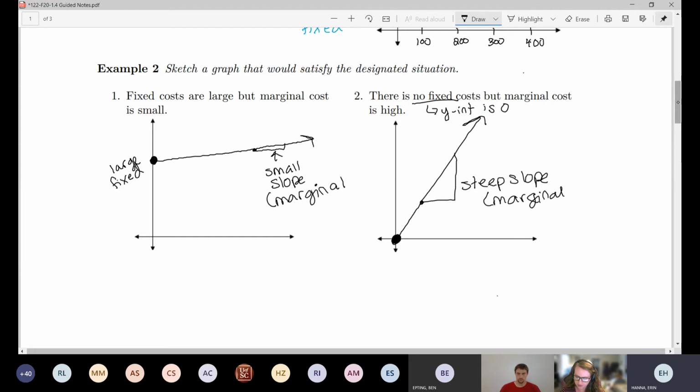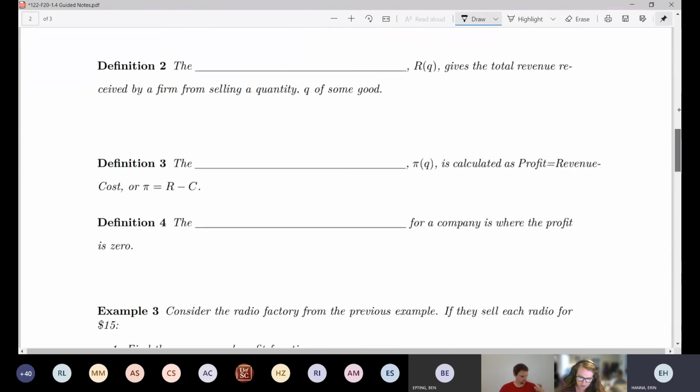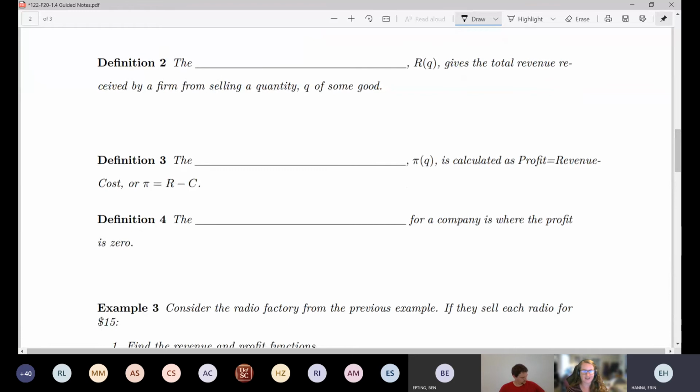So, hopefully that makes sense. 10 more minutes. Let's try to finish out that, and that'll be good. So, a few more definitions. Now we get to revenue. So I was way ahead of myself before.